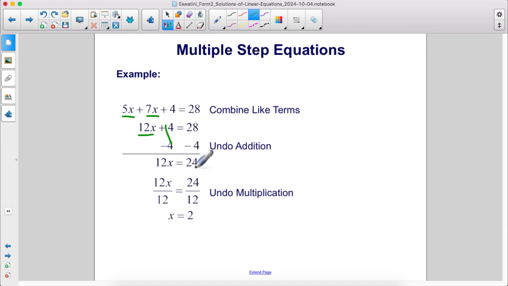28 minus 4 is 24, so we have 12x equals 24. Then we undo the multiplication with division. Divide both sides by 12 so that the 12s cancel, giving us x equals 2.